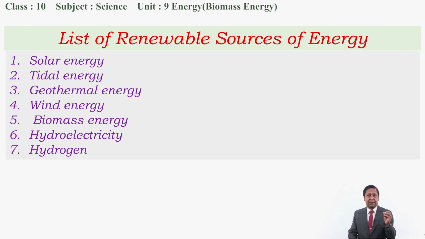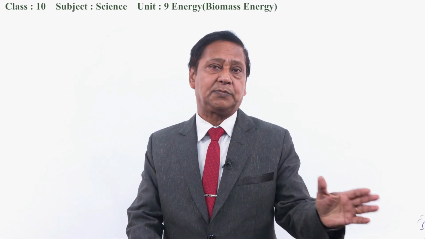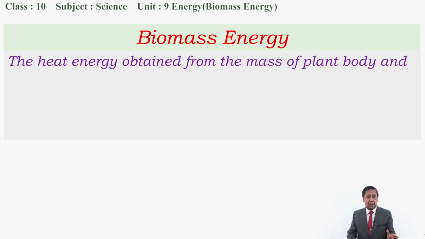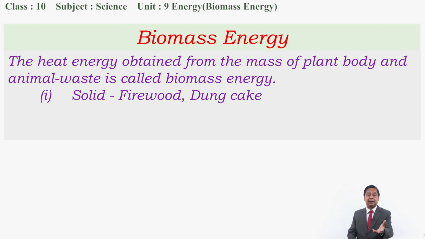We are talking about biomass energy in detail. Okay, first, what is biomass energy? Let's recall this also. The heat energy obtained from the mass of plant body and animal waste is called biomass energy. Plant body and animal waste can be used to get heat energy, and that's why this is called biomass energy. It is available in the form of solid, just like firewood and dung cake, which are widely used in the Tarai region and in villages.